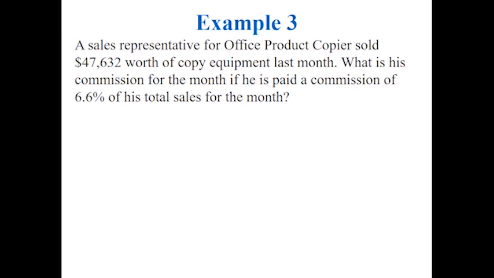What is his commission for the month if he's paid a commission of 6.6% of his total sales for the month? So he gets paid a commission of 6.6% on the total sales. So we need to ask ourselves, 6.6% of 47,632 is what?